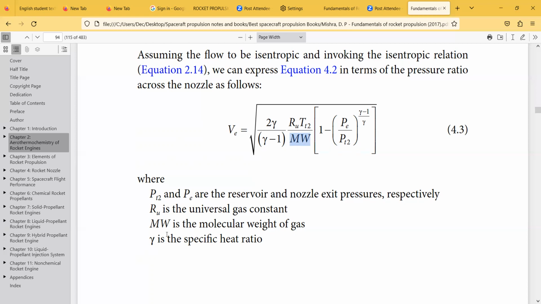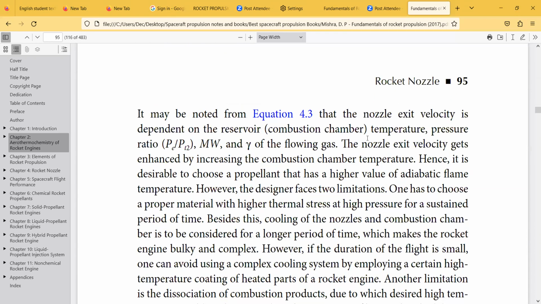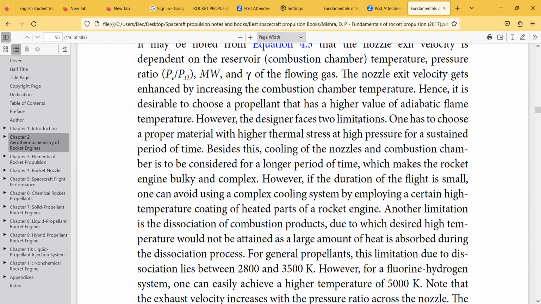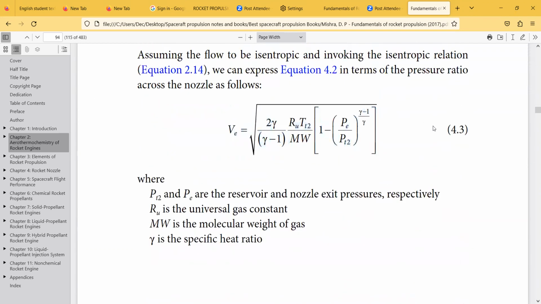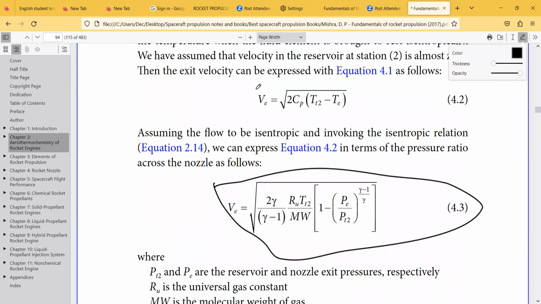And this R_U is the universal gas constant, which is 8314 or so. If we have information about the pressure at exit and the pressure at the entering position, or inlet, we can simply calculate with this formula. So this is the fundamental formula in our case. You can consider either this one or this one for further discussion.